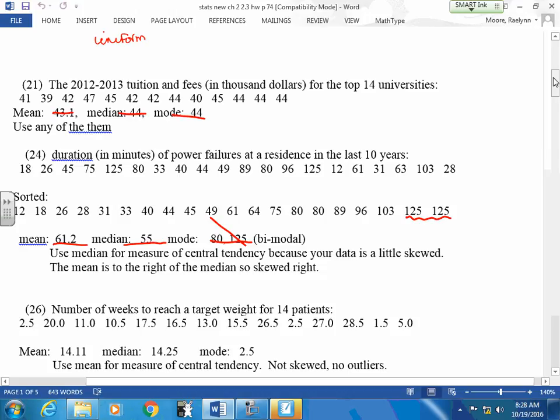Bimodal just means I have two modes. The most we say is bimodal. If there's four modes, I don't think we have a name for it. At most we say two is bimodal. And sometimes you have no modes. Sometimes they don't occur. One doesn't occur any more than the other.